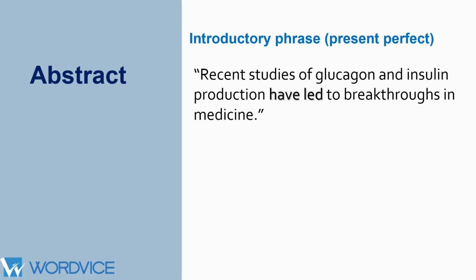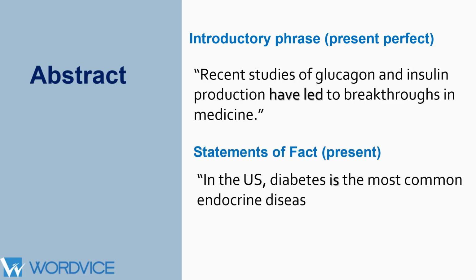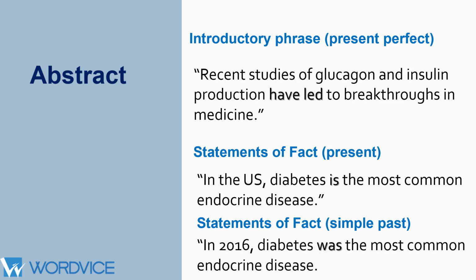"Recent studies of glucagon and insulin production have led to breakthroughs in medicine." For statements of fact, as in other parts of your research paper, use the present tense. "In the US, diabetes is the most common endocrine disease." You can also use the simple past for statements of fact that were determined to be true at a specific time. "In 2016, diabetes was the most common endocrine disease."